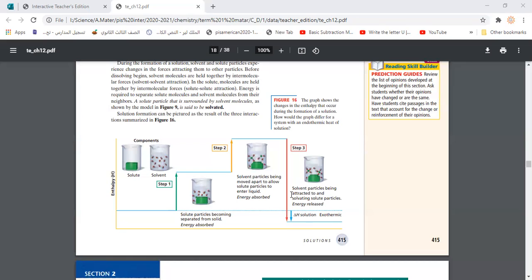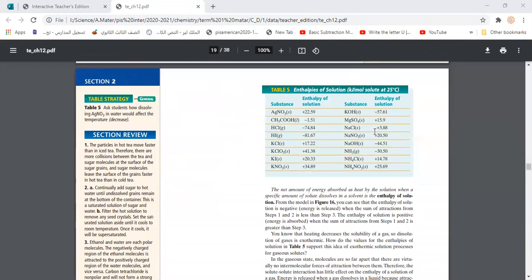So if the amount of energy released is less than the amount of energy absorbed in steps one and two, that is, adding step one and two and then subtracting step three, and this is more than that, then it will be an endothermic reaction, a reaction that absorbs energy. But if the amount of energy released in step three is more than the total amount of energy needed in steps one and two, then it will be an exothermic reaction, a reaction that releases energy.